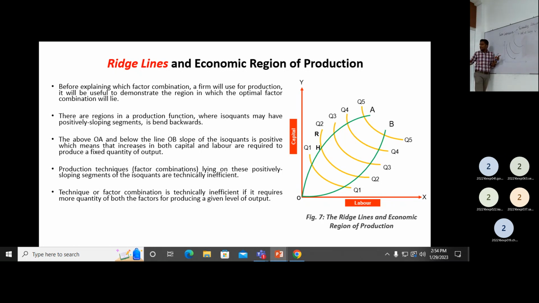What do you mean by that? Let's say this particular isocon curve produces 100 units. This entire curve produces 100 units. Up to this region, you can reduce your capital and increase your labor to bring this output level. Fair? So technical efficiency is there. You are reducing one factor and replacing it with another factor.